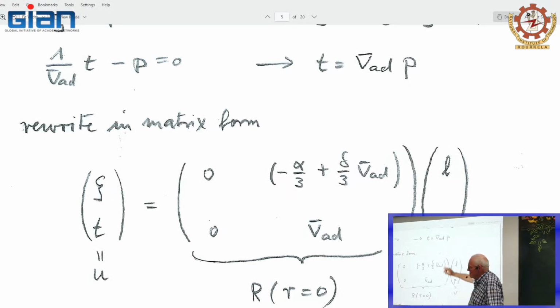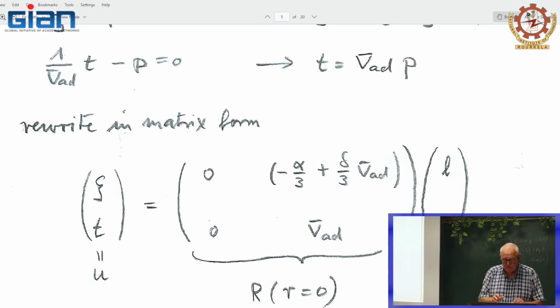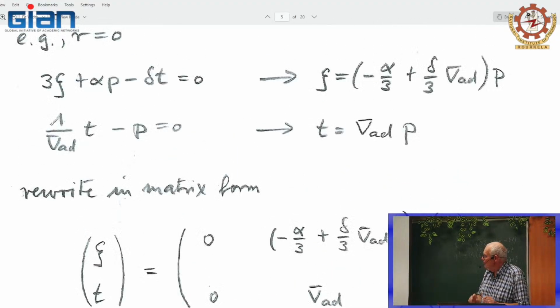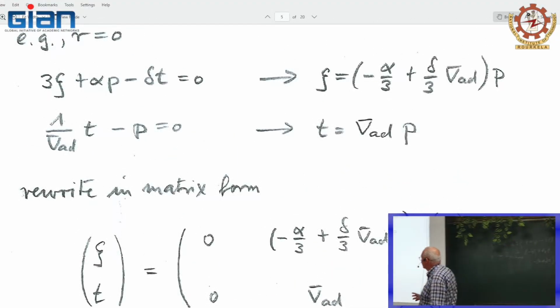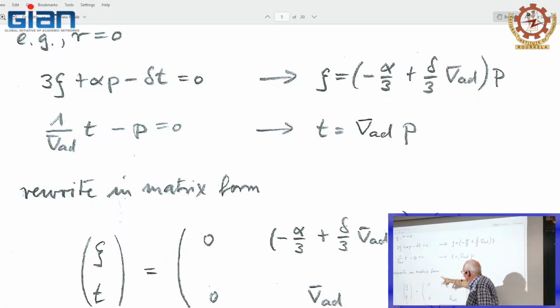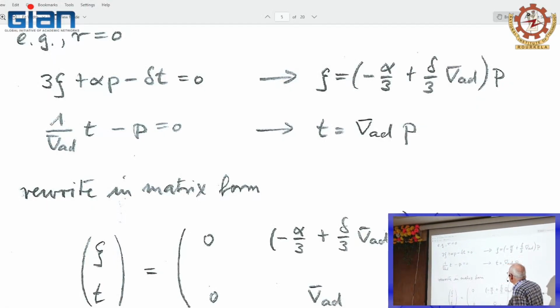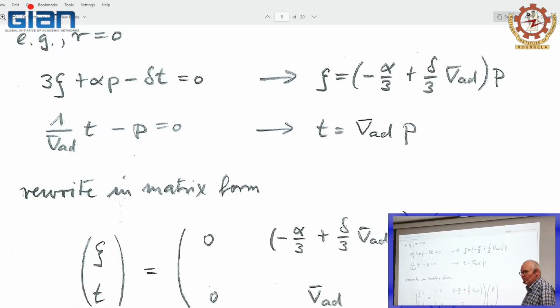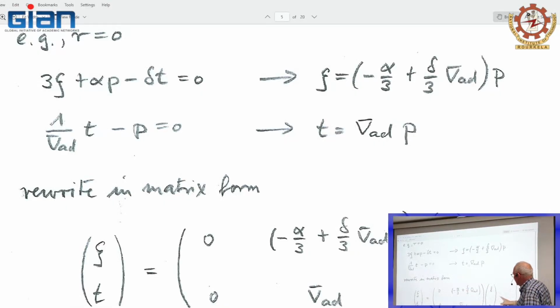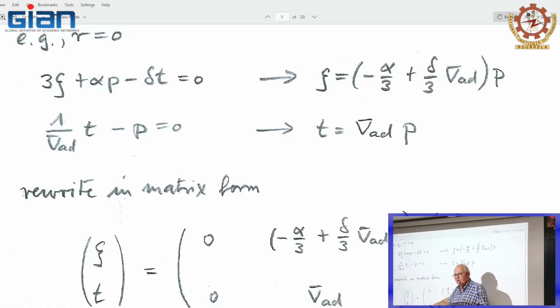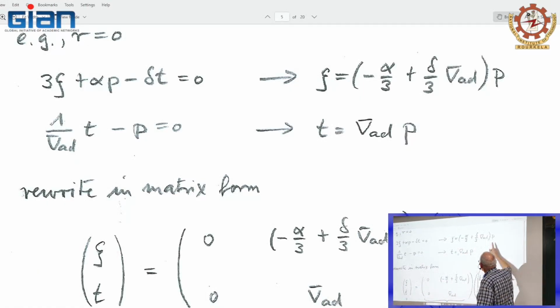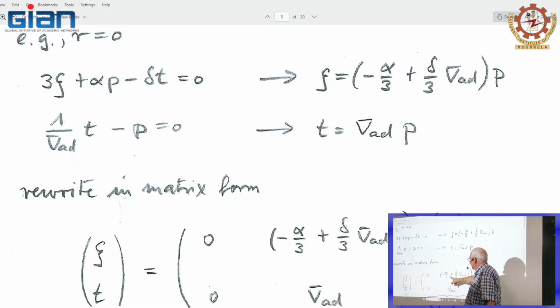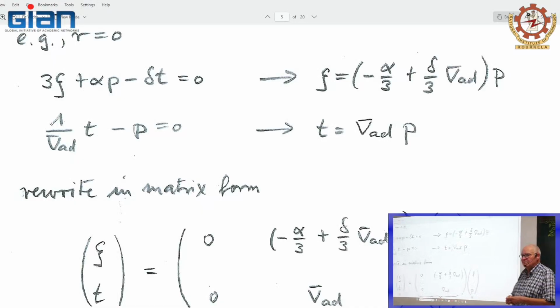Now we write these boundary conditions in the matrix form, or we read off from these boundary conditions what the matrix form is. Well, these two variables, zeta and t, depend only on the pressure perturbation. So the coefficient of L will be 0 in any case. The coefficient of P for the first equation is minus alpha over 3 plus delta over 3 nabla adiabatic. And for the second equation, we have a nabla adiabatic here. So what did we receive then?